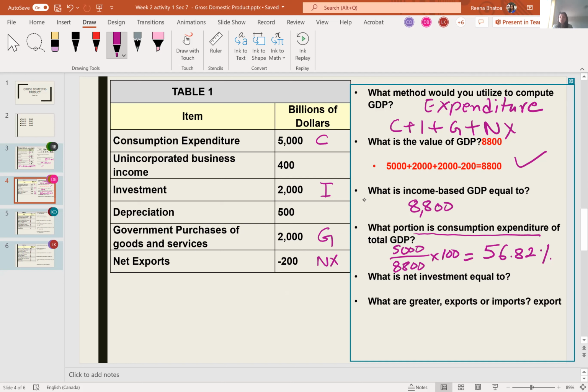How much will be net investment? So net is gross subtract depreciation, right? How much is gross investment given? 2000. Yes, and depreciation is given as 500. So our net investment will be 1,500. That's right, Courtney. Now tell me, what is greater, imports or exports?